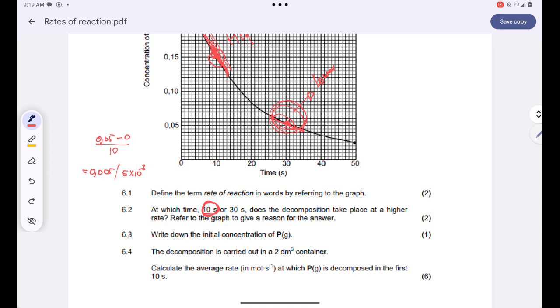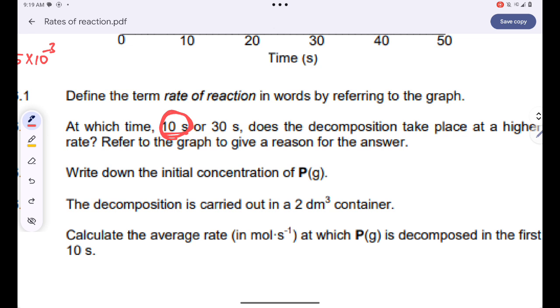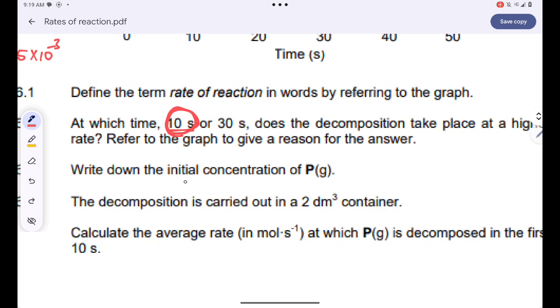Now they want us to write down the initial concentration of P. We did find that the initial concentration is just 0.27 moles per cubic decimeter.